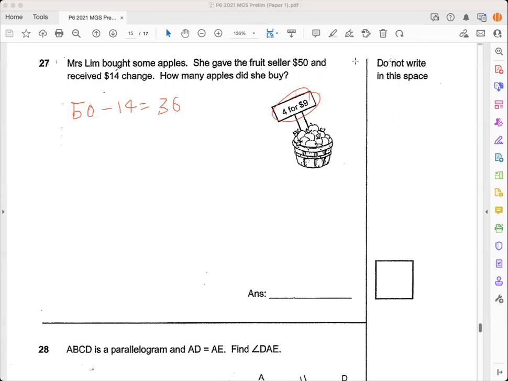From this, you can see that fruits are sold in baskets of 4 for $9. So $36 can get you how many baskets of $9? You divide by 9. You can get 4 baskets. And in each basket, there are 4 apples. So 4 baskets times 4 apples in each basket, you get 16. Okay.